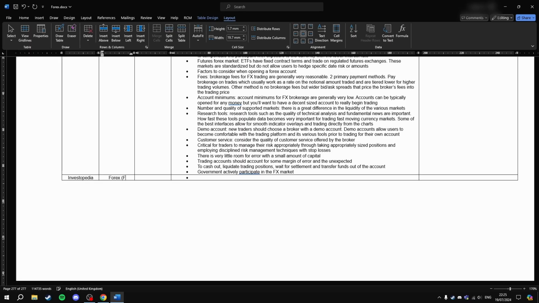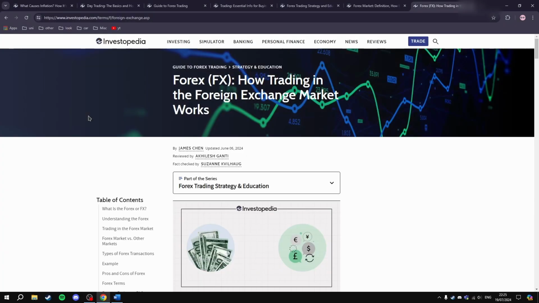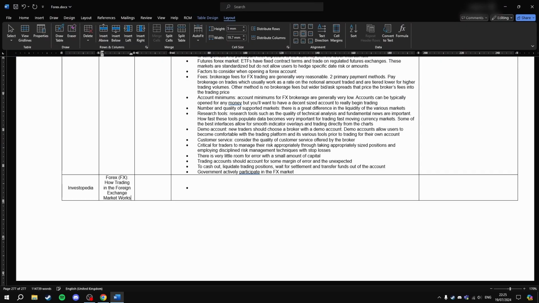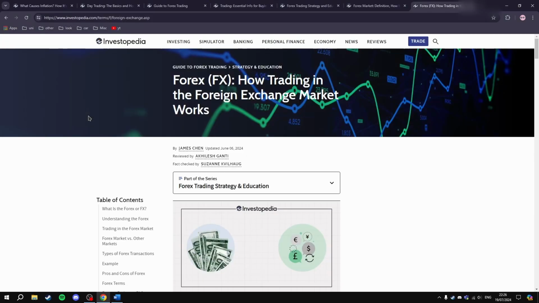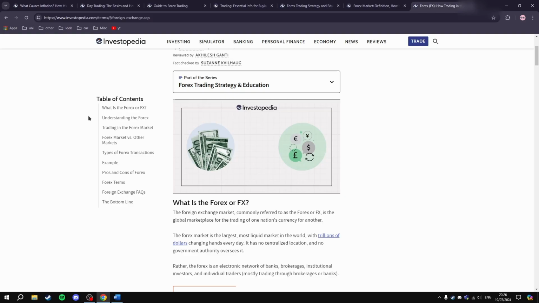Forex, FX, how trading in the foreign exchange market works. Date is the 19th. Right, so what is the Forex or FX?